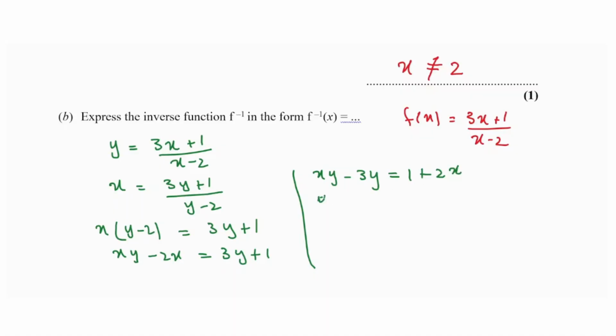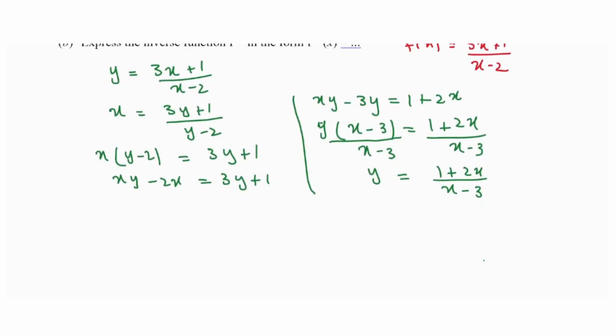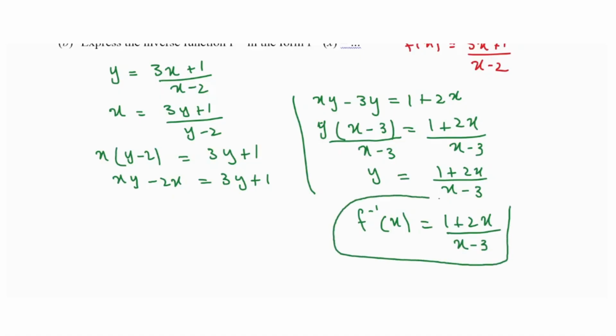Now we're going to factorize with y. So we will get over here y times x minus 3 is equal to 1 plus 2x. Now we're going to divide both sides by x minus 3. So y is equal to 1 plus 2x over x minus 3. And this is our inverse function. We can write it down as f inverse of x is equal to 1 plus 2x over x minus 3. This is our final answer.